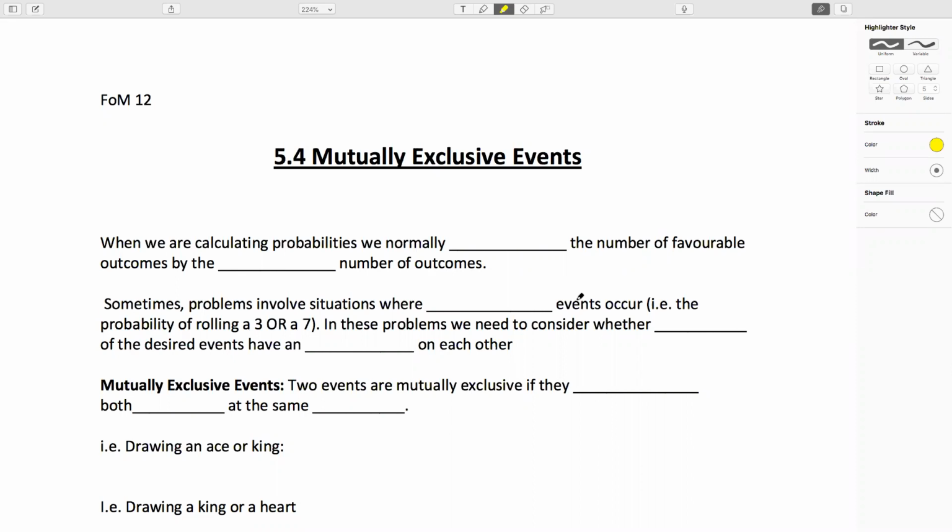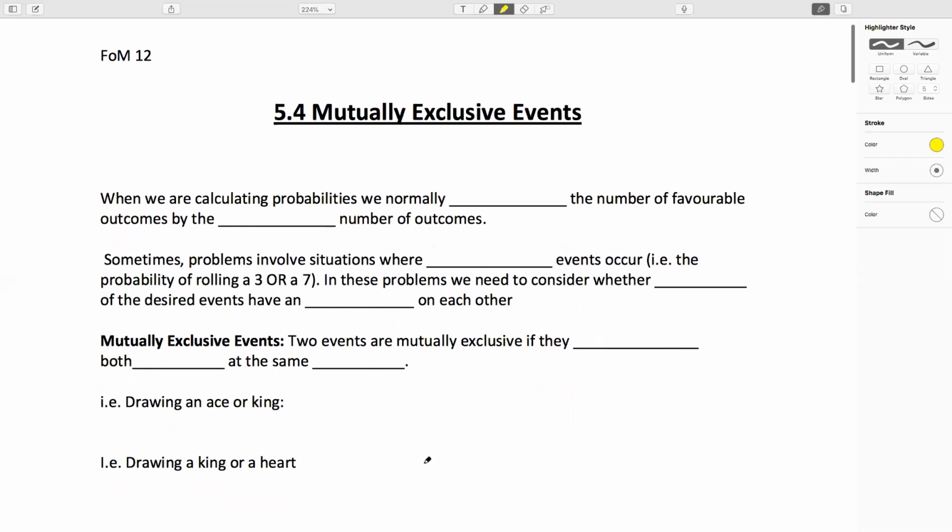So the idea today is that we're shifting gears. We're still working in probability, but we're not necessarily working with the counting principles. We're going to go through another type of probability problem and how to go about solving it. So today we're talking about mutually exclusive events. We're going to start by defining what mutually exclusive events are, and then we're going to talk a little bit about different strategies for solving problems with them.